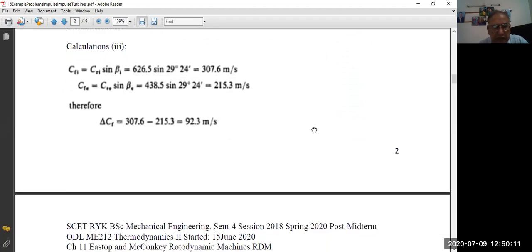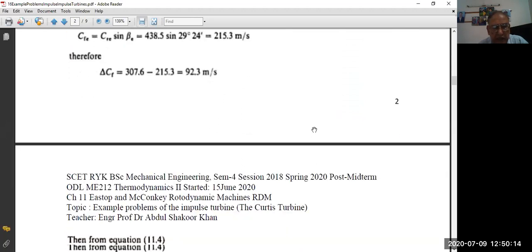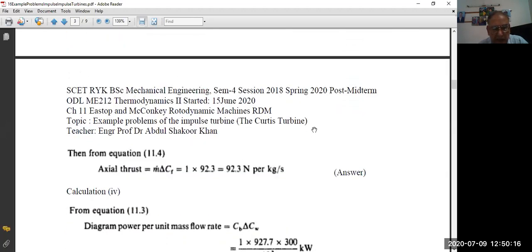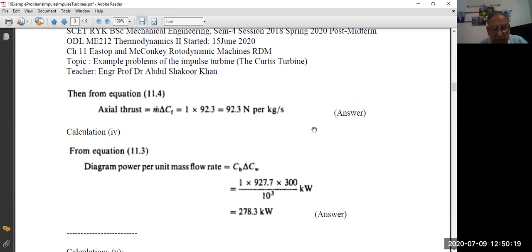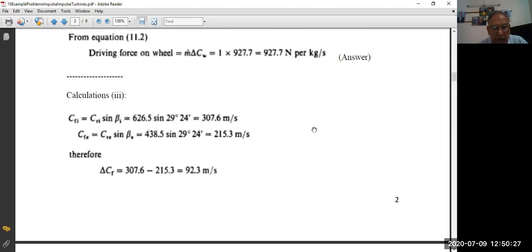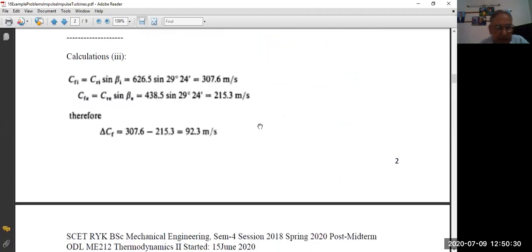Now, calculation item 3 is to calculate axial thrust and diagram power per unit mass flow rate. For that we need CFI from the triangle. You can calculate it with a formula, or measure to the scale as I have told you. By formula it will be CRI sine beta I. CRI is already known, beta is already known, so now we can calculate 307. Otherwise we can measure directly from the velocity triangle to the scale.